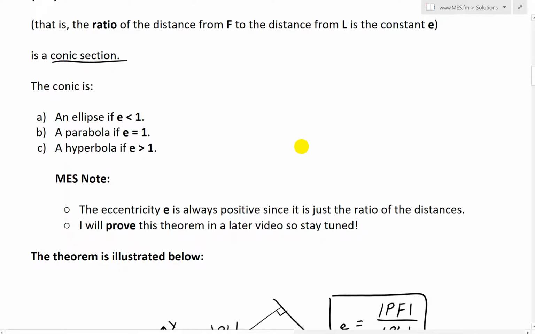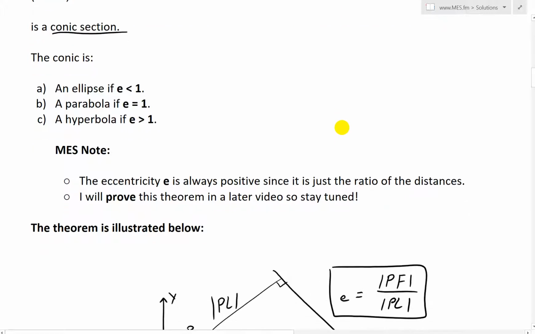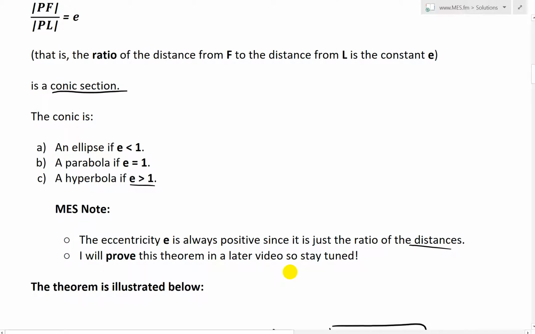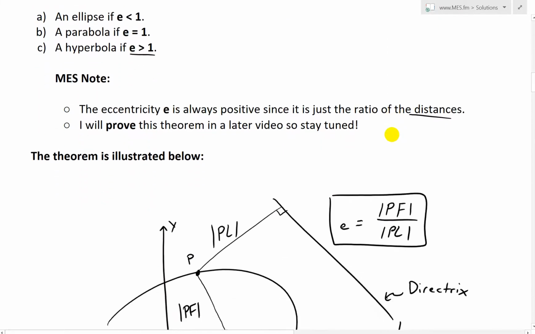So the conic is an ellipse if E is less than 1, a parabola if E equals 1, and a hyperbola if E is greater than 1. Note the eccentricity is always positive since it is just a ratio of distances, and distances are taken as absolute values, so they are always positive. And I will prove this theorem in later videos, so stay tuned for that.